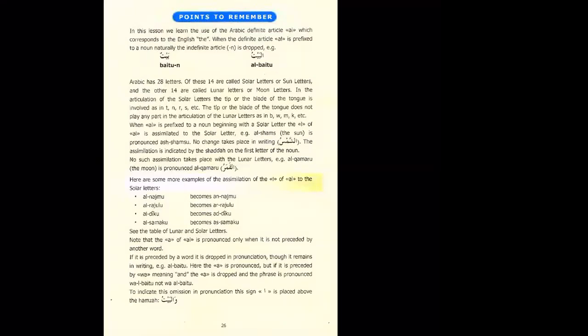Wherever it will be, we will drop it when it's being recited, when it's being pronounced, but it will still be written exactly the same way. So therefore, once we know the rule that this is huruf al-shamsiyya, this is huruf al-qamariyya, then we'll be able to know where and how we're supposed to pronounce each of the letters.